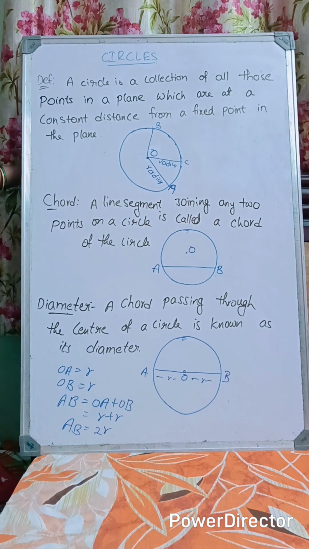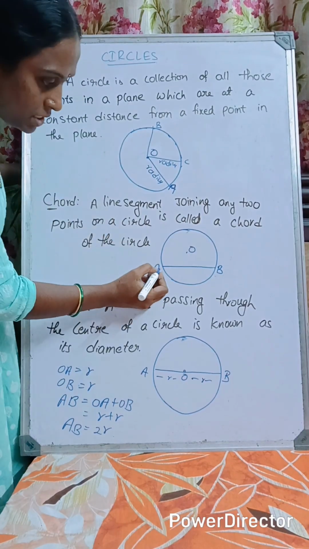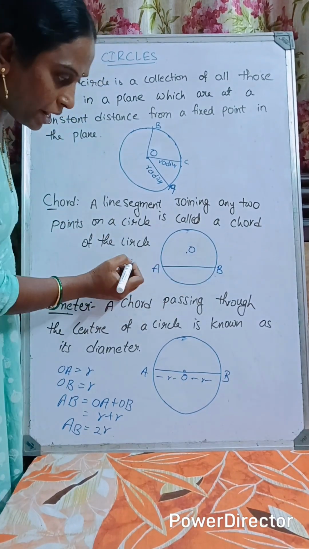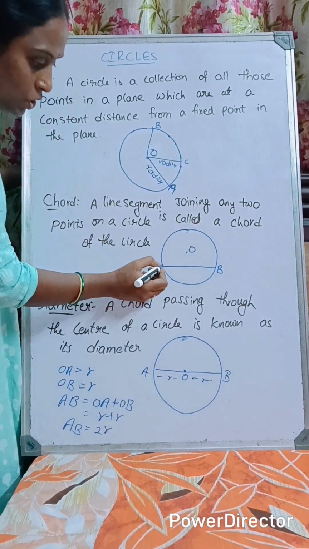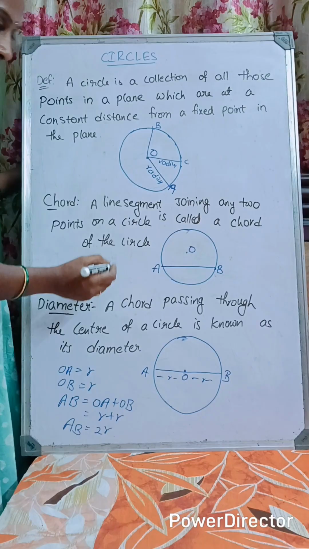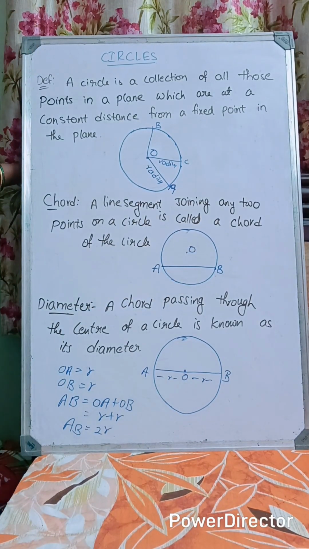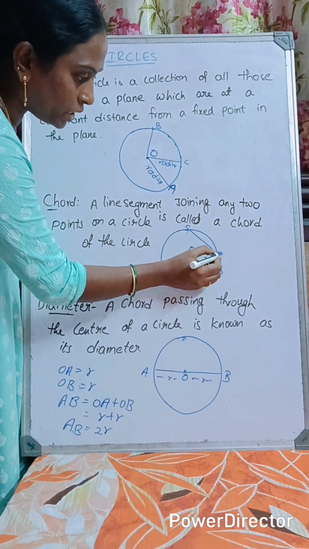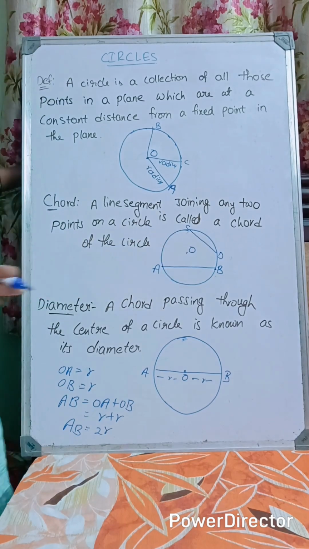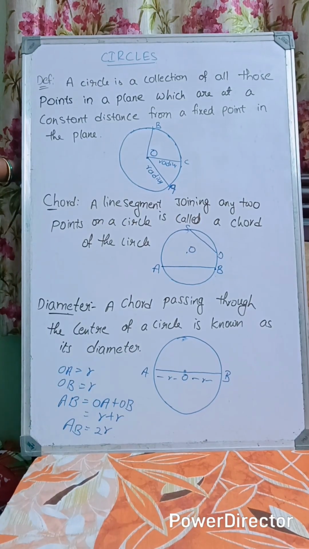Chord: a line segment joining any 2 points on a circle. So here, what is the line segment? AB is the line segment joining any 2 points on a circle. A and B are the 2 points, and if we join those 2 points on a circle, we call it a chord of the circle. Even if I join C to D, what is CD called? Chord of a circle. If we join any 2 points on a circle, it is called a chord of the circle.